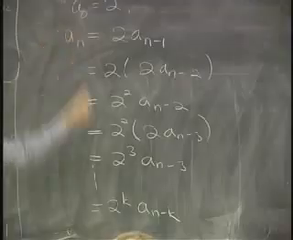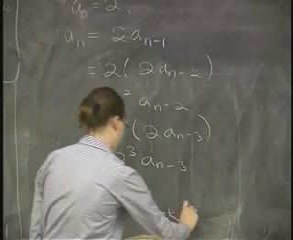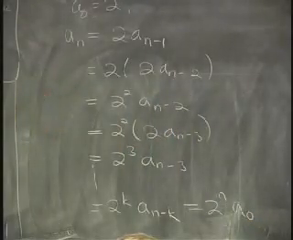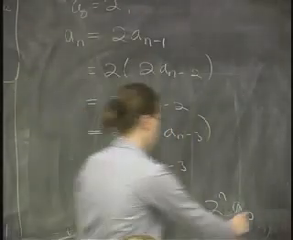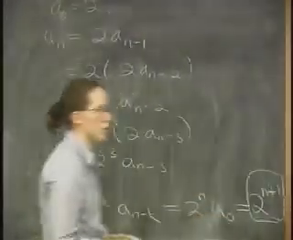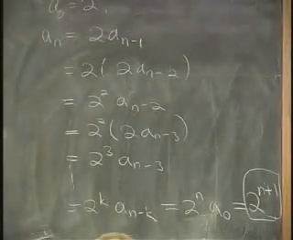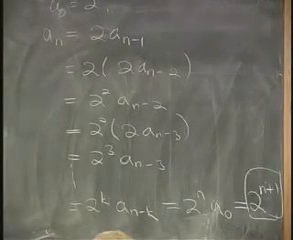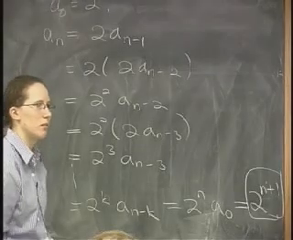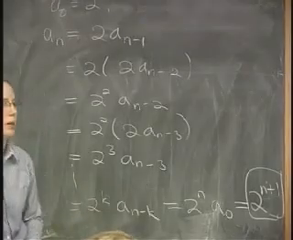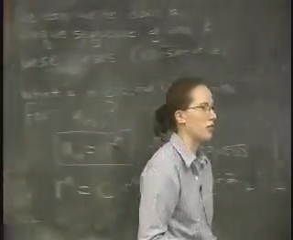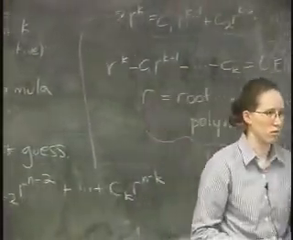Now to get down to 0, I have to let k equal n. So what I get is 2 to the n a_0. a_0 is just 2, and so this is just 2 to the n plus 1. So this maybe wasn't a terribly enlightening example, but it does give us some exponential thing, and so maybe it gives us some reason to hope that we will have an exponential appearing in our solution.